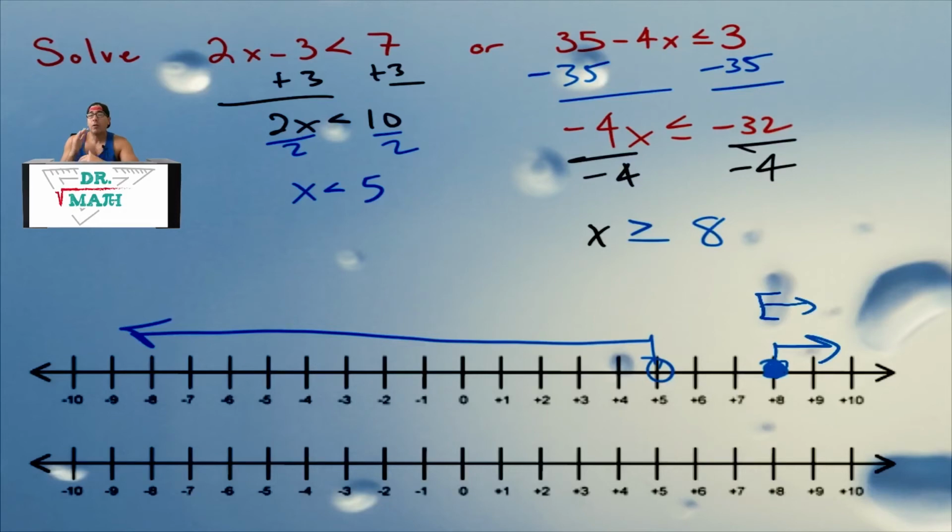All right, so for our final answer, our final solution, what we say is we include everything that you see. So you have x is everything that's less than 5, or x can also be anything that's 8 or greater. So this is what the graph of that solution looks like. So it looks like x is less than 5, or x is greater than or equal to 8.